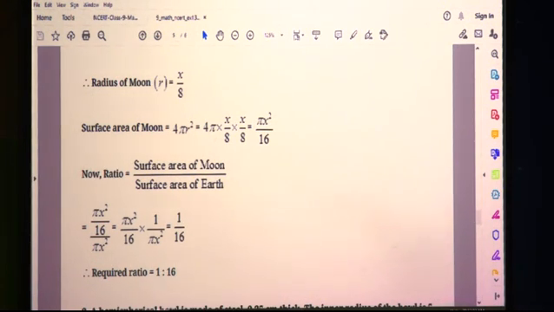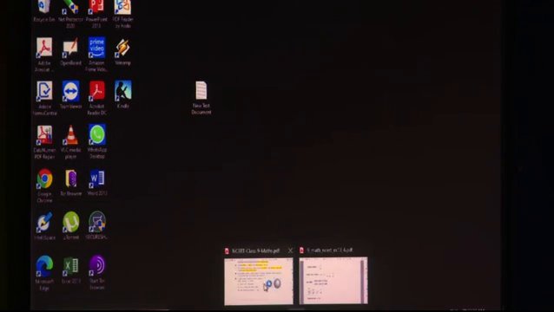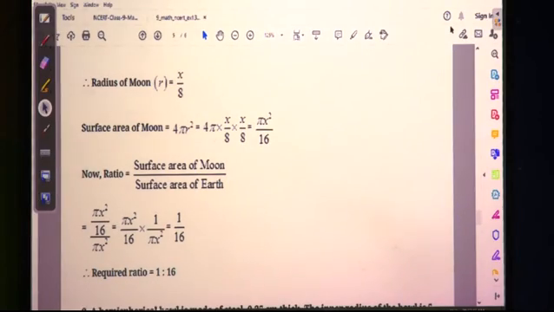We shall do one thing here. We shall see how this calculation happens. We shall open the board here for writing and we shall see how the calculation happens. Just a minute. Here we have got the pen.